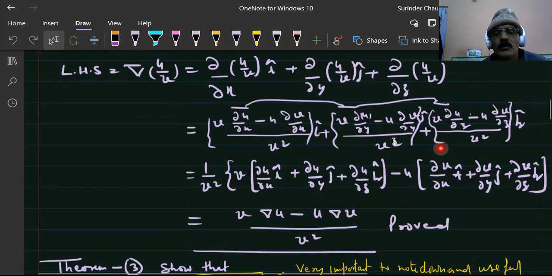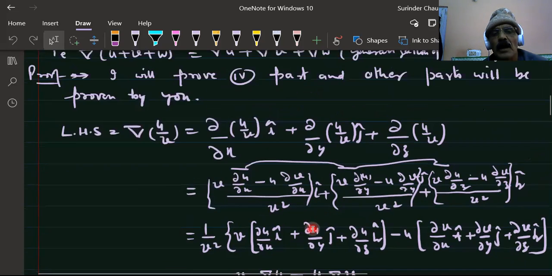Now 1 upon v square is common. Rearrange the terms. In the first terms v is common, and we are left with partial u by x i plus partial u by y j plus partial u by z k. Similarly, in the second terms minus u is common, and we are left with partial v by x i plus partial v by y j plus partial v by z k, and this will become gradient. So it is v gradient of u minus u gradient of v, upon v square. The other parts can be proved similarly.